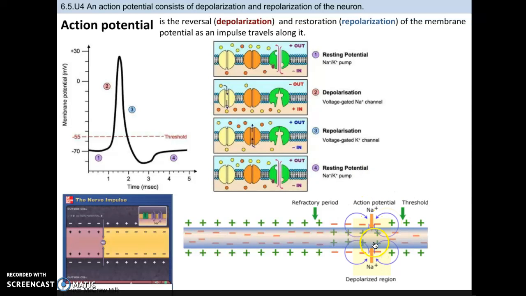This is sodium running in and depolarizing the region. Just after that, we have repolarization, okay? And we have the refractory period. So from here on, we have repolarization and then resting potential after that.